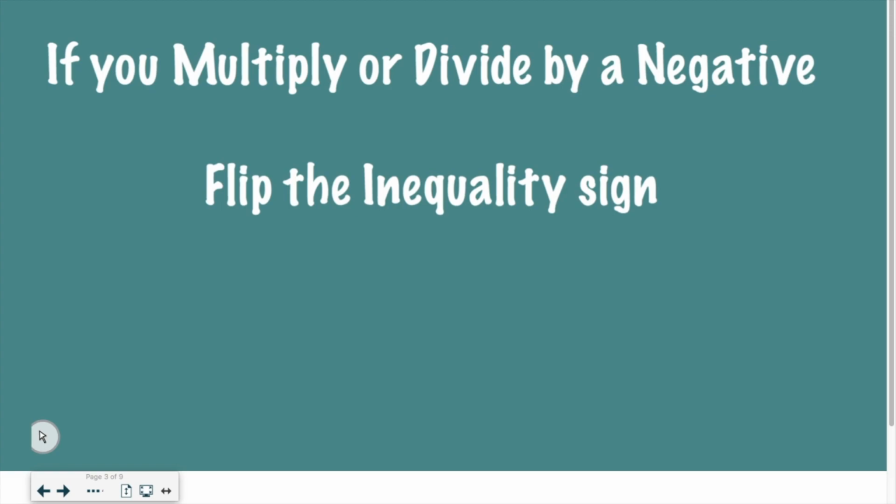If you multiply or divide by a negative, you need to flip the inequality sign. So for example, if you had negative 3x is less than or equal to 12, when you divide by negative 3, you need to flip that sign to a greater than or equal to, and just solve it like normal. So if you divide by a negative and it's an inequality, you have to flip the sign.